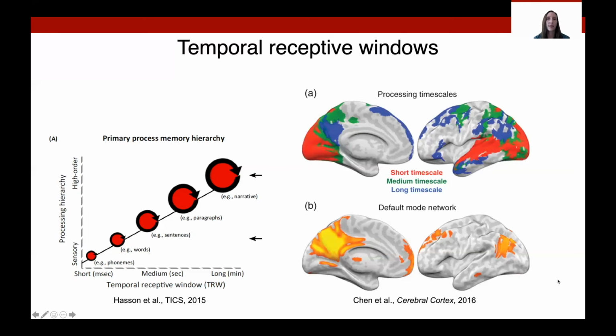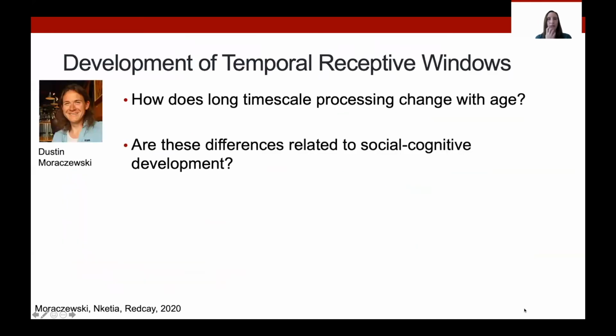Most studies of temporal receptive windows have used social stimuli, but they hadn't really explicitly linked this long timescale processing to social processing. Also, there was no information about how these temporal receptive windows develop. So in this study, we had two primary questions. How does long timescale processing change with age? And are these differences related to social cognitive development?